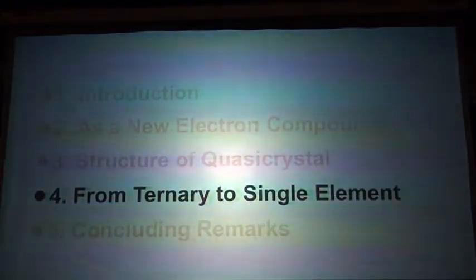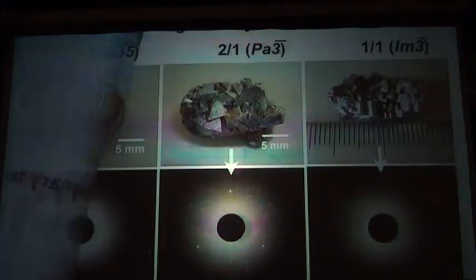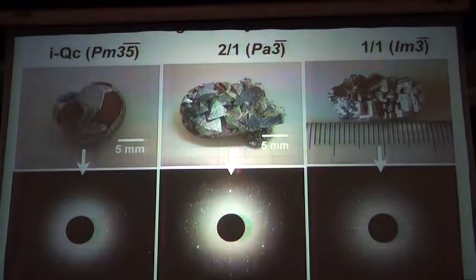And then I come from ternary to single element. Because we have a ternary quasicrystal, then we have a binary one. How do we make a single element? So we started from the surface and used the quasicrystal as a template to dose and to form a single element quasicrystal. This is our motivation.